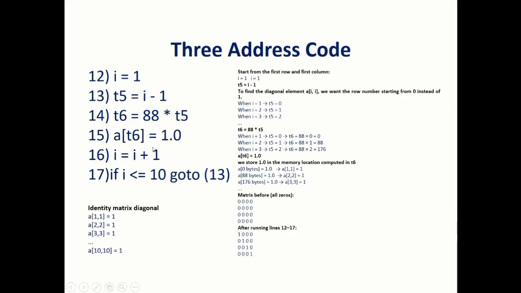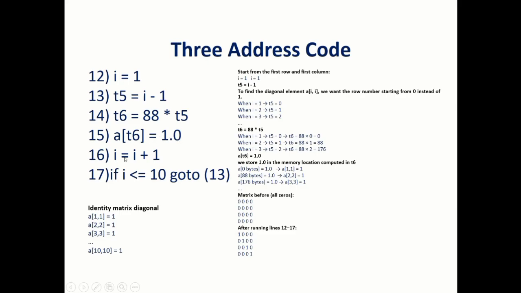We stored 1.0 in the memory location computed in t6. A of 0 equal to 1.0, which means a of 1 comma 1 is 1. A of 88 equal to 1.0, that is a of 2 comma 2 is 1. A of 176 equal to 1.0, that is a of 3 comma 3 equal to 1. That is, a of I comma I equal to 1.0 is executed.